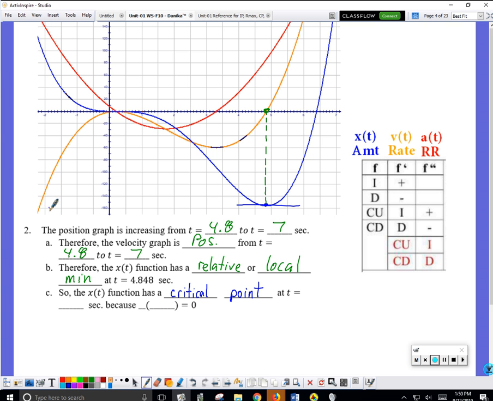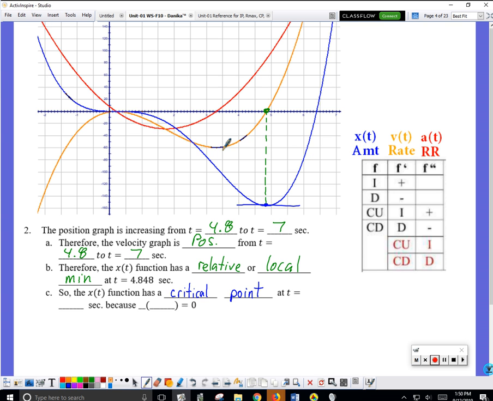The velocity has 2 critical points, right here and right here. Questions? So it is where the slope changes from either a positive slope to a negative slope, or from a negative slope to a positive slope. Look over here and it'll answer that question as well.